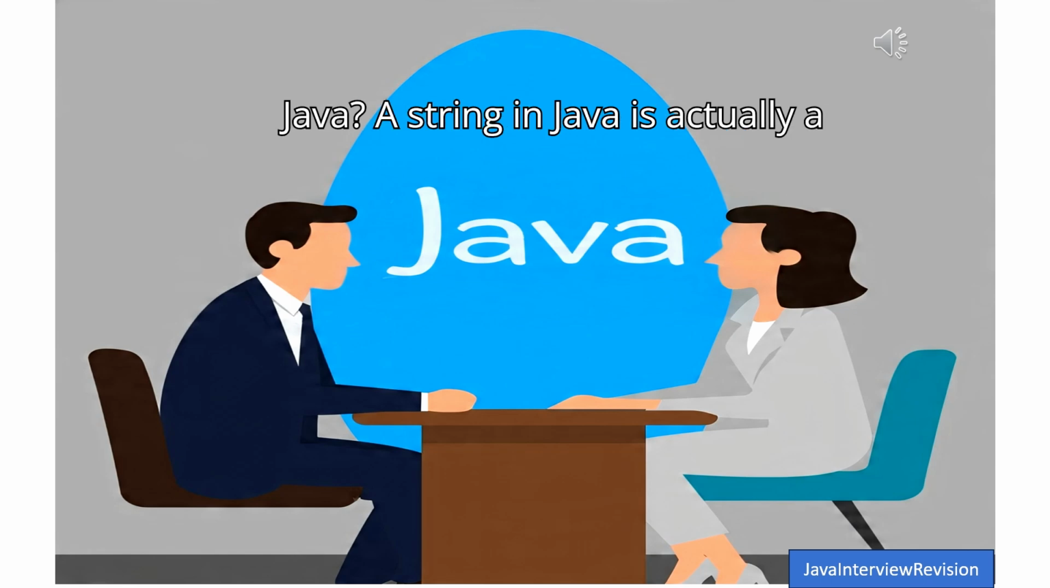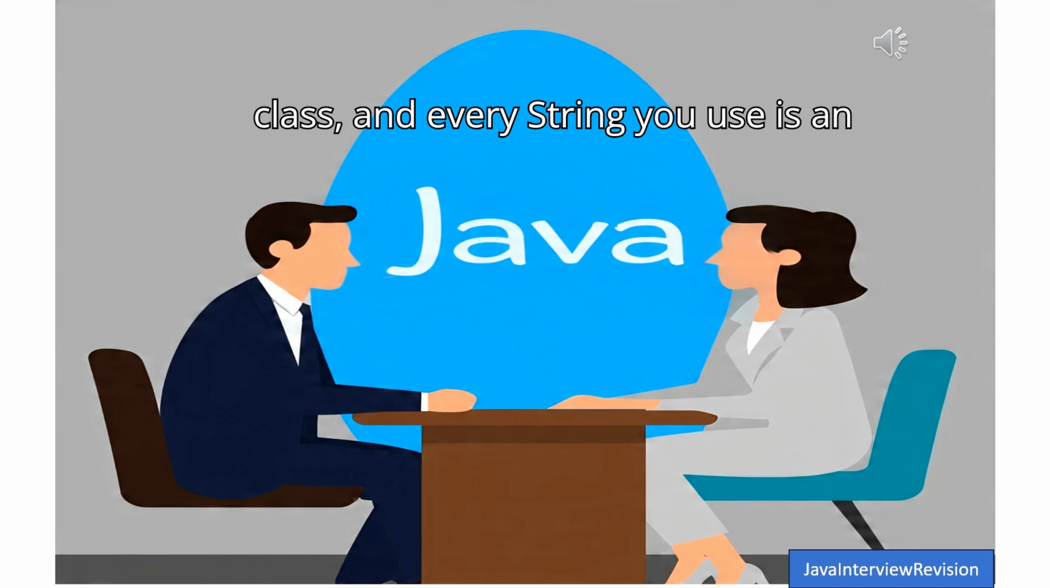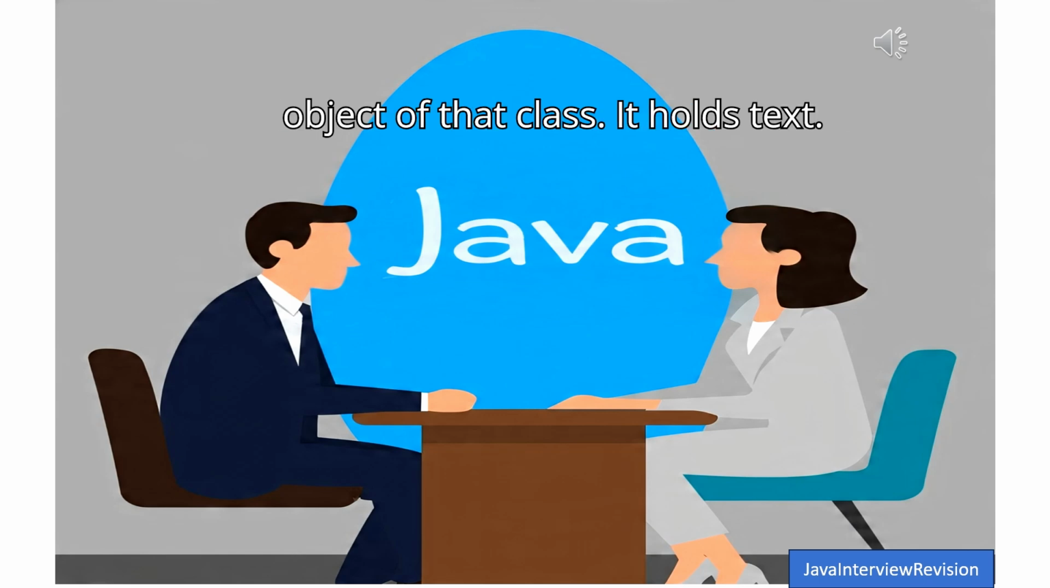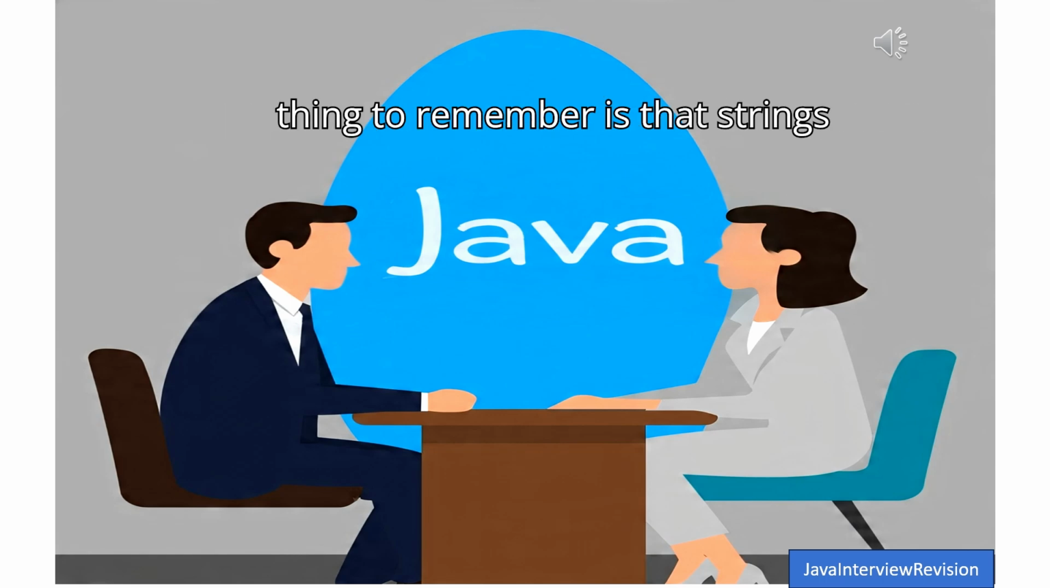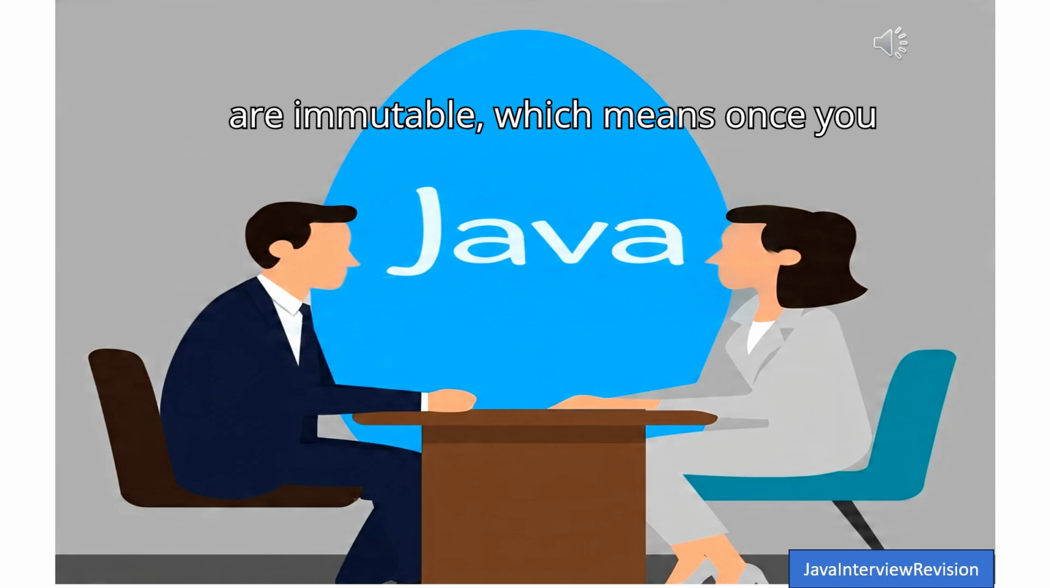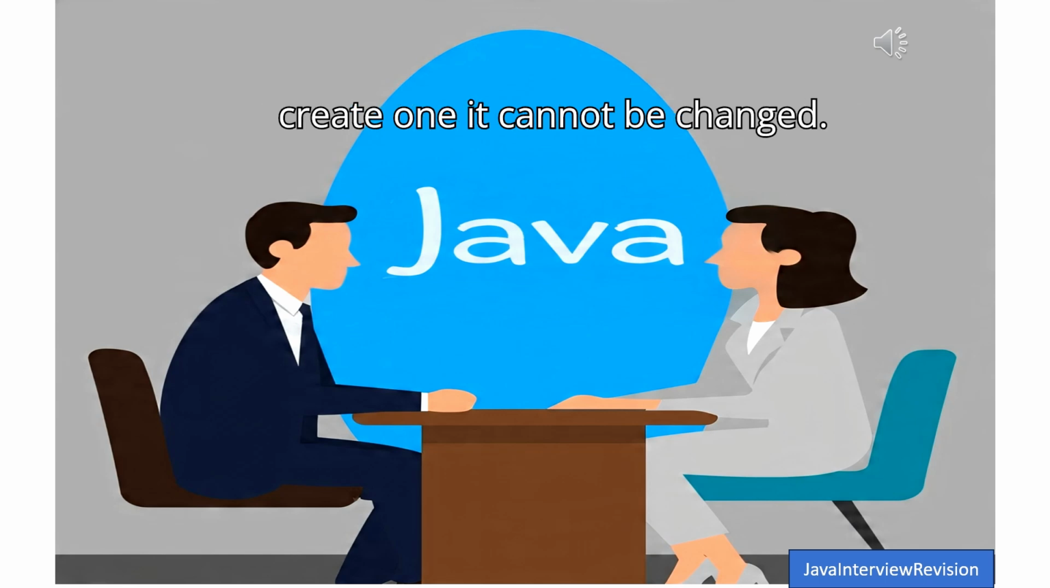A string in Java is actually a class, and every string you use is an object of that class. It holds text like hello or user@example.com. The important thing to remember is that strings are immutable, which means once you create one, it cannot be changed.